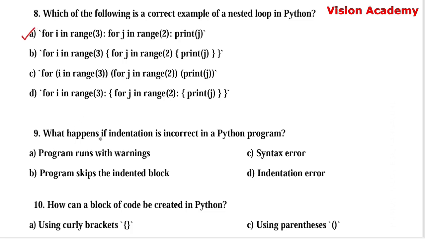Question number 9. What happens if indentation is incorrect in a Python program? Option A, program runs with warnings. B, program skips the indented block. C, syntax error. D, indentation error. Here, option C, syntax error is the right answer.